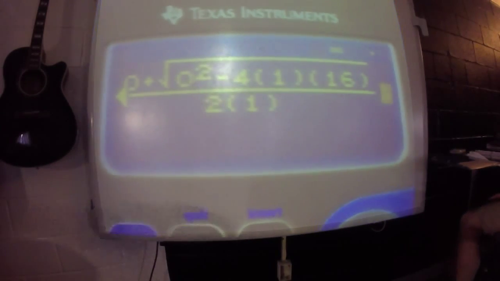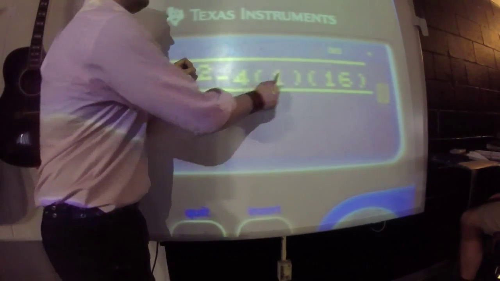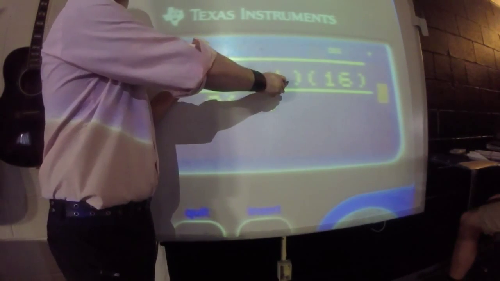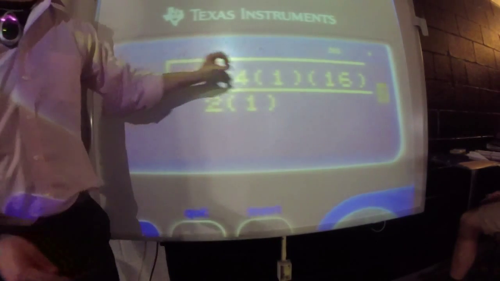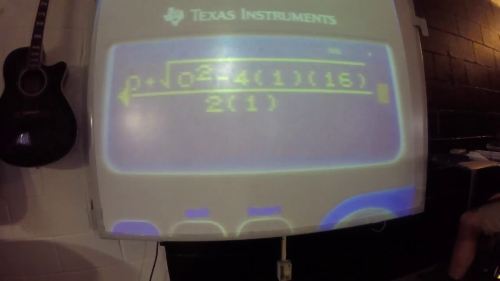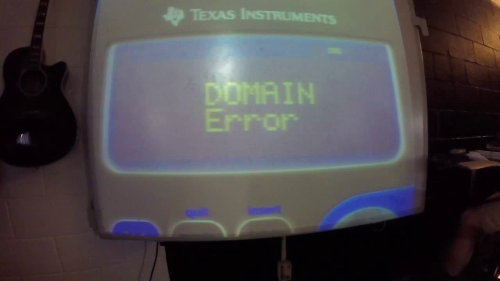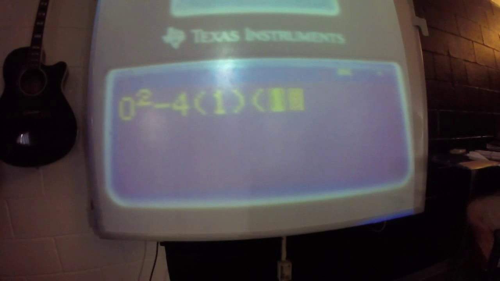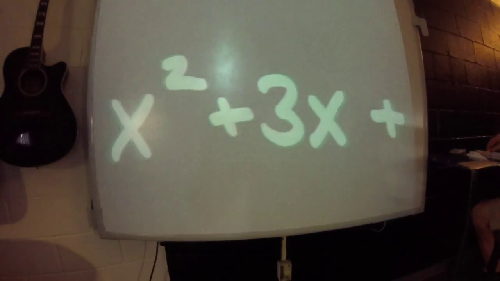Now, normally I'm going to hit enter and get an answer. But check out what's happening under this root. 0 squared is 0. So you're getting ready to do 0 minus 4 times 1 times 16. Any clue what 4 times 1 times 16 is? What's 4 times 1? 4. Times 16, it's bigger. 64. So what is 0 minus 64? Negative 64. So you have a negative 64 under that root. Therefore, when I hit enter, I get this error, because 0 squared minus 4 times 1 times 16 is negative 64. So what you have is a little problem.